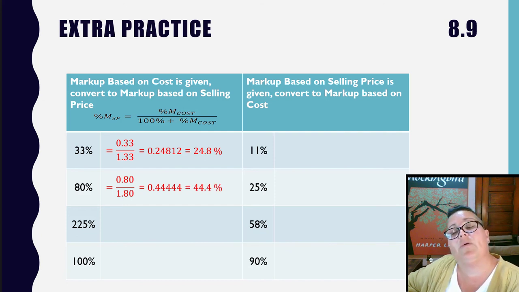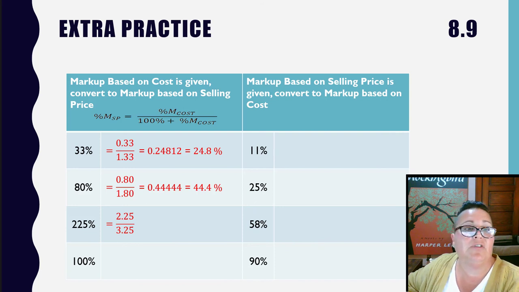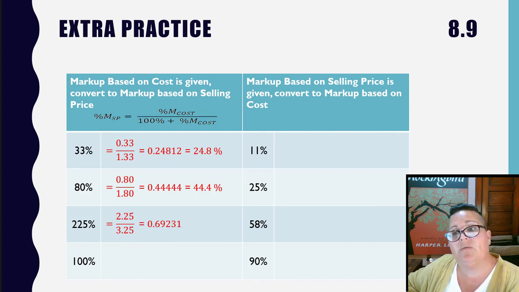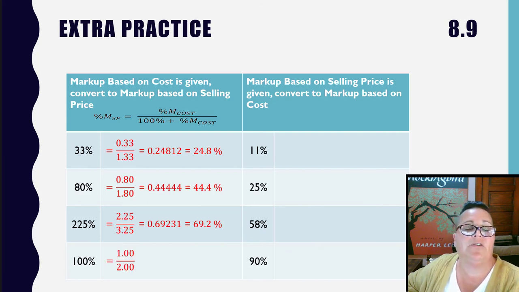This is 44.4%. The next one would be 225% divided by 100 plus that, or 325%, for 0.69231, or 69.2%. And lastly, if we had 100% markup, that is, if our markup was the same amount as our cost, this would be 100 divided by 200, or 1 divided by 2, which is 0.5, or a 50% markup based on selling price. That makes perfect sense to me.